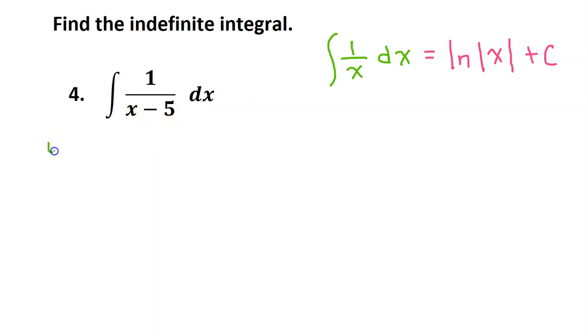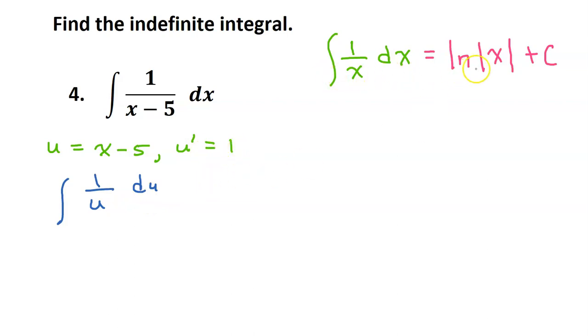I'm going to show it for instructional purposes, but feel free to skip this step. We will let u equal the whole denominator. So u equals x minus 5. And this feels silly because u prime is simply equal to 1. So nothing really changes when we rewrite the integral as 1 over u. Instead of dx, we can simply write du. We would normally write du divided by u prime, but u prime is just 1.